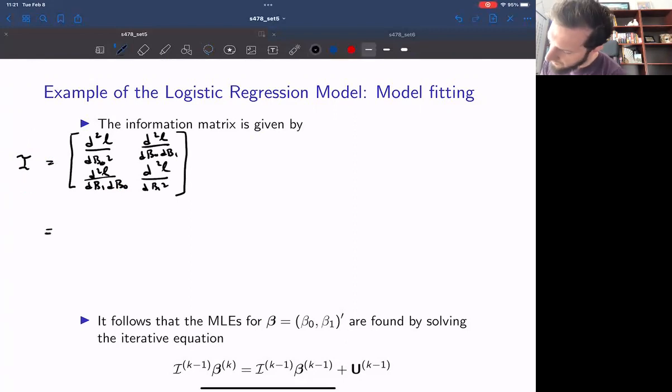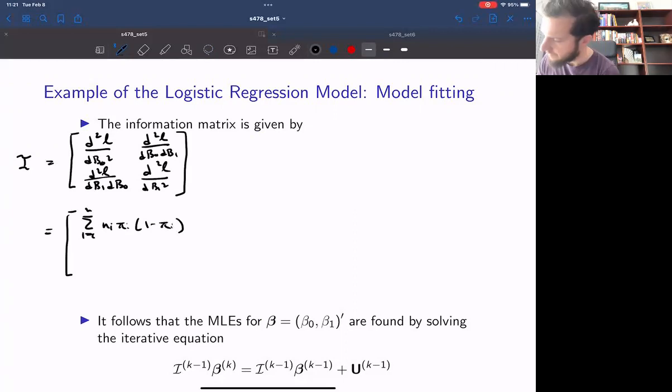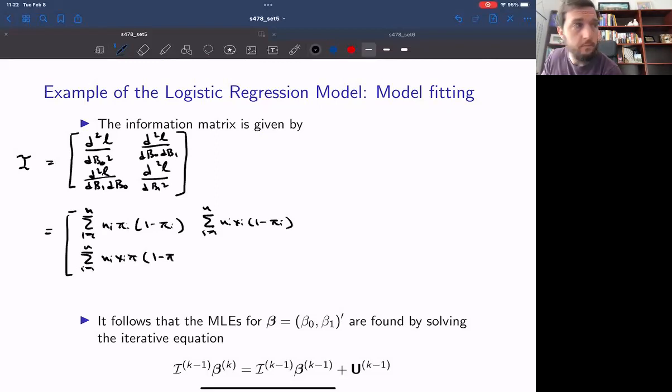So we can show fairly directly, given the simplified expressions from the previous slide, that this is going to be: the sum i equals 1 to n of ni pi(1 minus pi), the sum i equals 1 to n of ni xi pi(1 minus pi), the sum i equals 1 to n of xi ni pi(1 minus pi), and the sum i equals 1 to n of ni xi squared pi(1 minus pi).